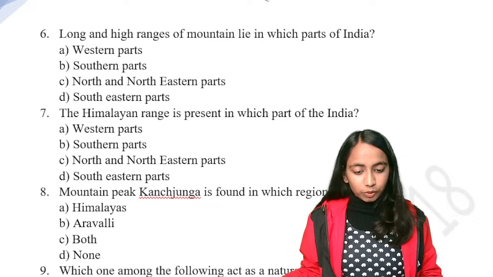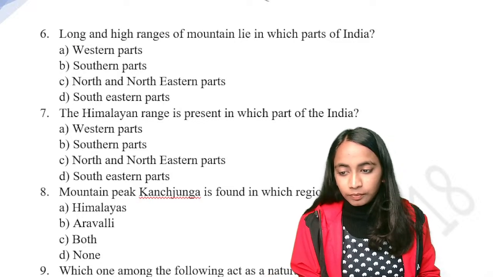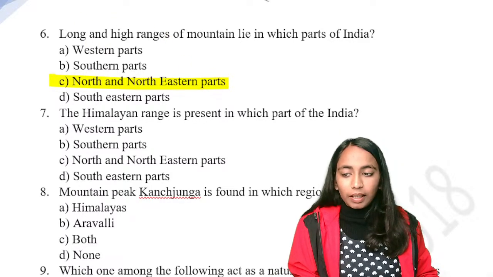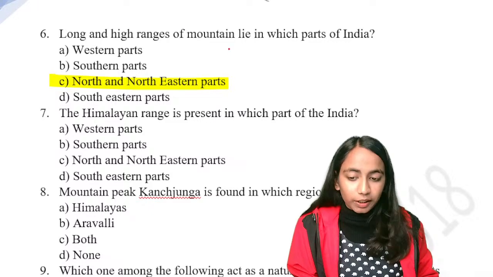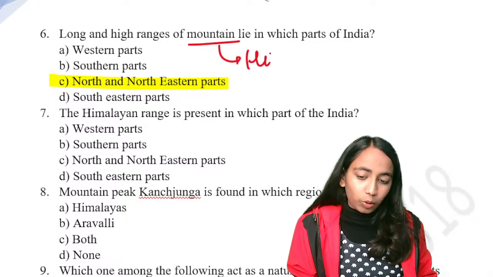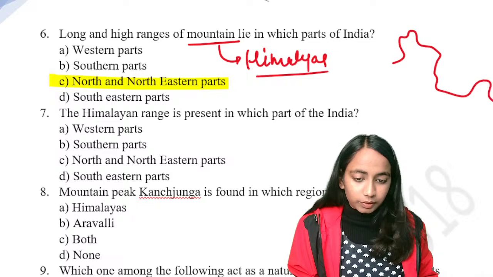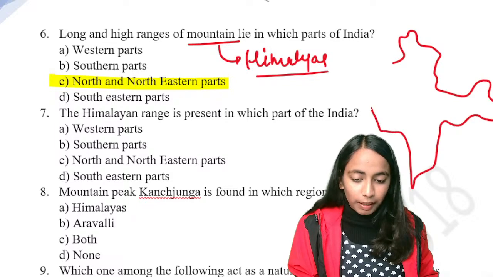Okay. So, what will be the correct answer here? In the north and northeastern parts, we find long and high mountains in India. These long and high mountains are none other than the Himalayas. If we try to have a look at the map of India, this is not a very correct map, but still.